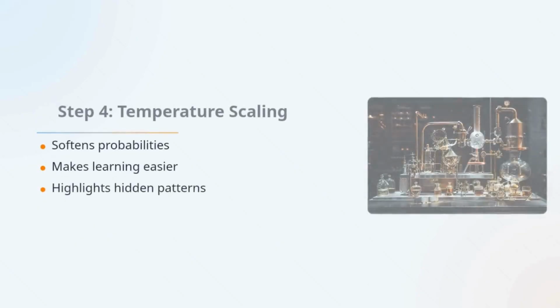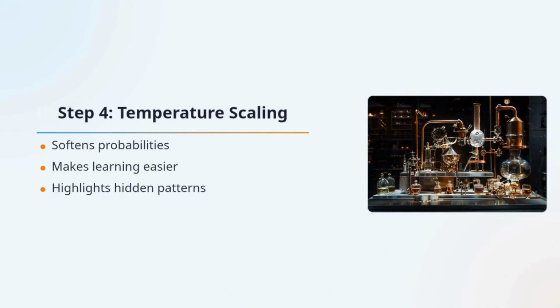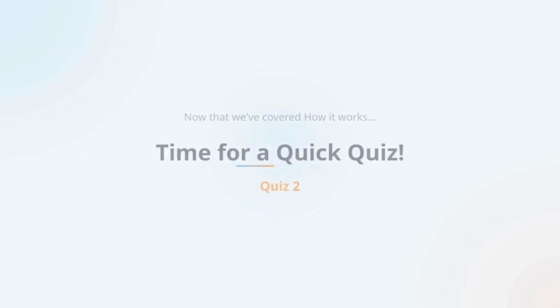Temperature scaling is often used during distillation to soften the teacher's output probabilities. Instead of one class appearing too dominant, the distribution becomes smoother. This makes it easier for the student to learn subtle similarities among classes, which is one of the biggest advantages of distillation. Now that we've covered how it works, let's test what we've learned so far. Here's quiz number 2. See if you can get it right.